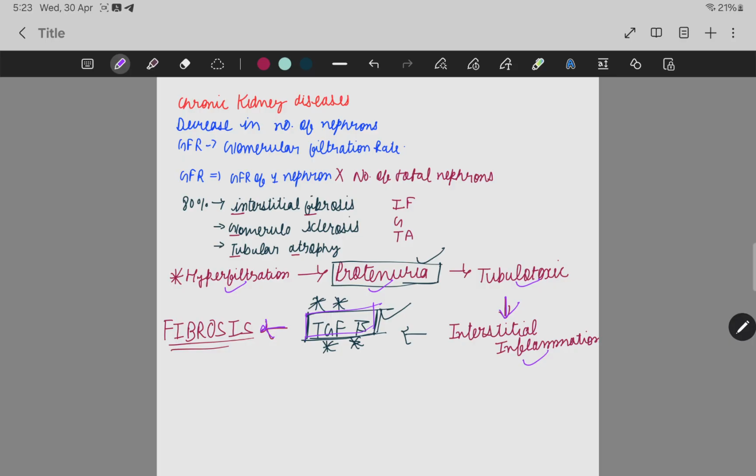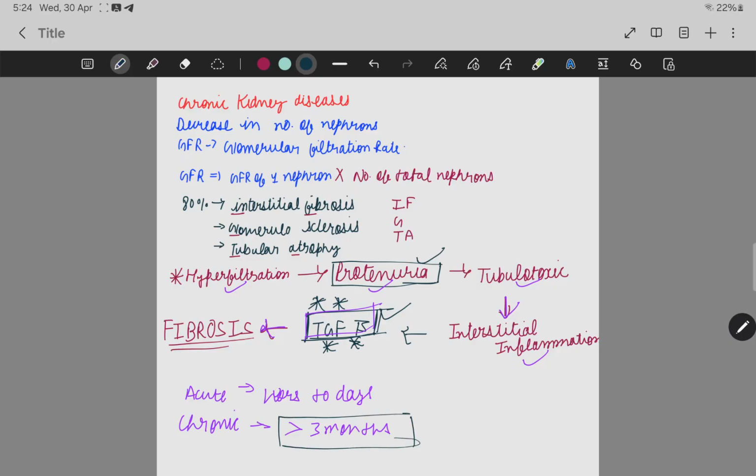Acute kidney diseases last from hours to days. And here we are talking about chronic kidney diseases, which last for more than 3 months.